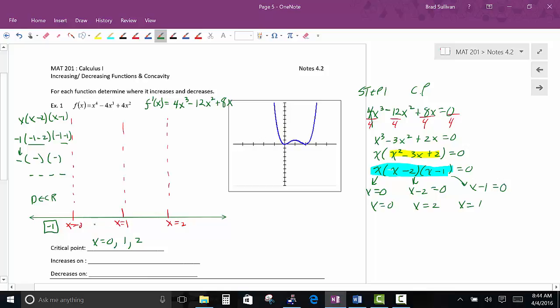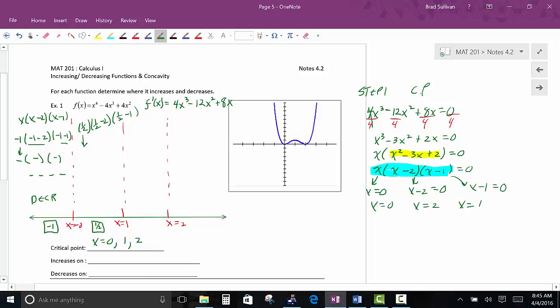Okay, now take a test point between 0 and 1. Let's take like a half or 0.5. You can use a decimal if you want to, but don't worry, you don't have to crunch out any arithmetic. So we're going to plug in again into this factored form. So we're going to replace x with a half. Then we're going to do a half minus 2. And then we're going to do a half minus 1. Okay? And just do this in your head.